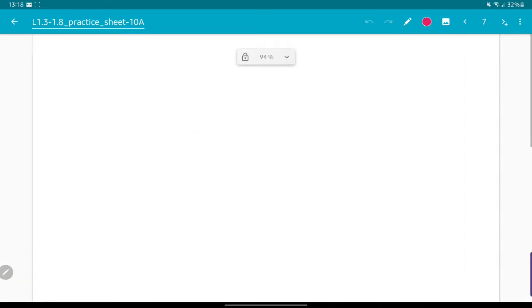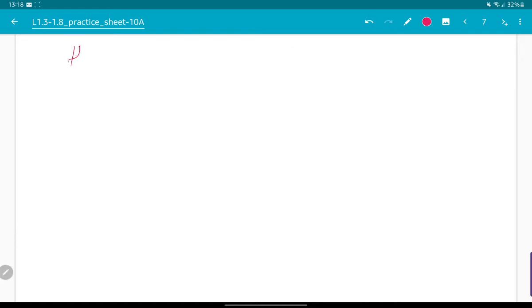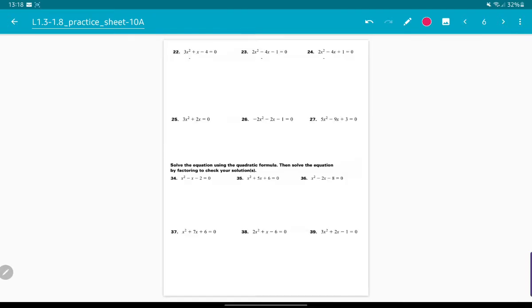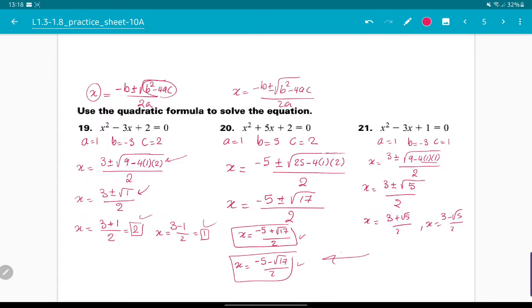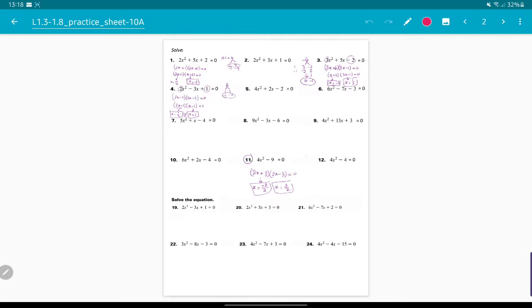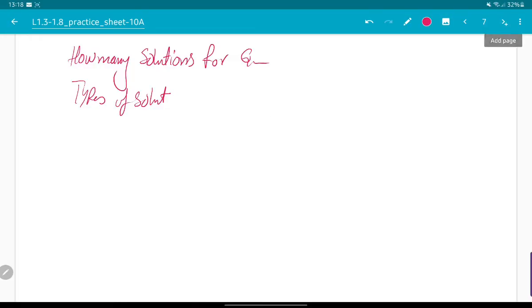There is a different question when I ask you to determine how many solutions for the quadratic. What are the types of solutions? Okay, in some questions we may have the same answer. In some questions we may have two different answers, like this one. Even here, two answers. Here, two answers, as you see.